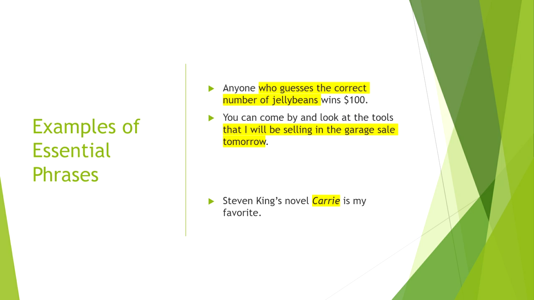And here's another example. You can come by and look at the tools that I will be selling in the garage sale tomorrow, okay? So here's an example of that versus which, which is non-essential. That, if used correctly, is essential. So if you had just said, you can come by and look at the tools, it doesn't define which tools you're talking about. Any tools that he has in his house? Probably not, right? It's the ones he's selling in the garage sale that are being talked about here. So you need that phrase, that I will be selling in the garage sale tomorrow, right?